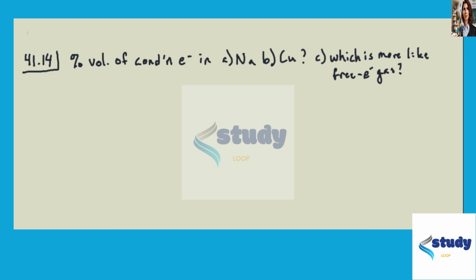41.14. Under some assumptions that we're going to make, we want to figure out what percentage of the volume in two different metals is occupied by conduction electrons. We just assume that the volume of a sample of metal is equal to the sum of the volume of the metal ions plus the volume occupied by the conduction electrons. So we want to do this for sodium and for copper, and then think about which one of these is going to be more like a free electron gas.